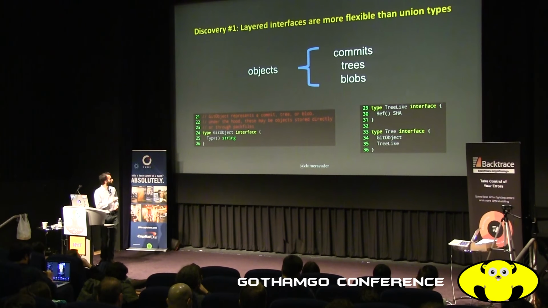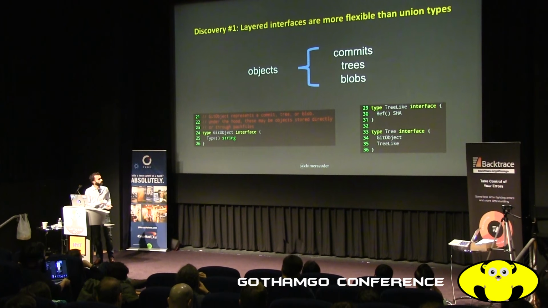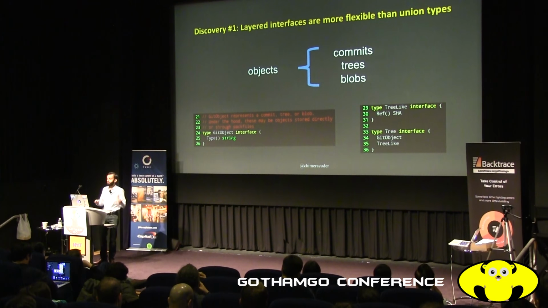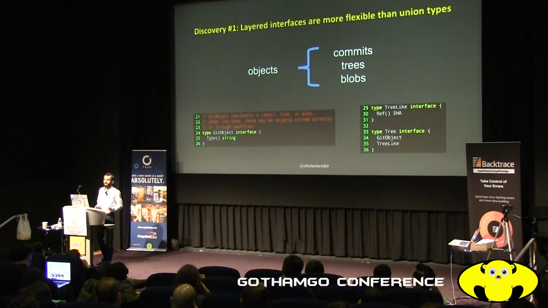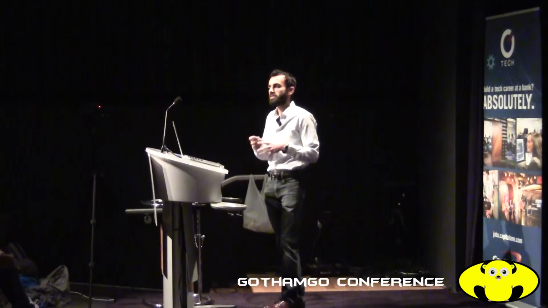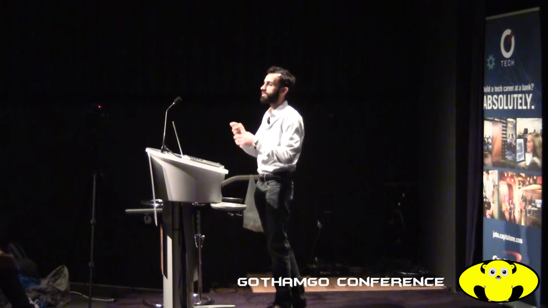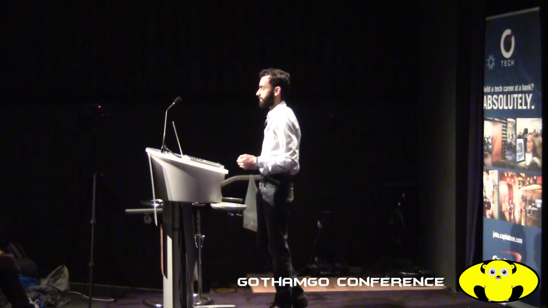So the way that we have this here, the Git object is itself an interface. And tree is also another interface which combines two interfaces. It combines the Git object interface with the tree-like interface. And the reason we do that is because there are actually a few different things that can behave as trees. We're not going to get into that, but having these layered interfaces means that we can support multiple implementations of them.